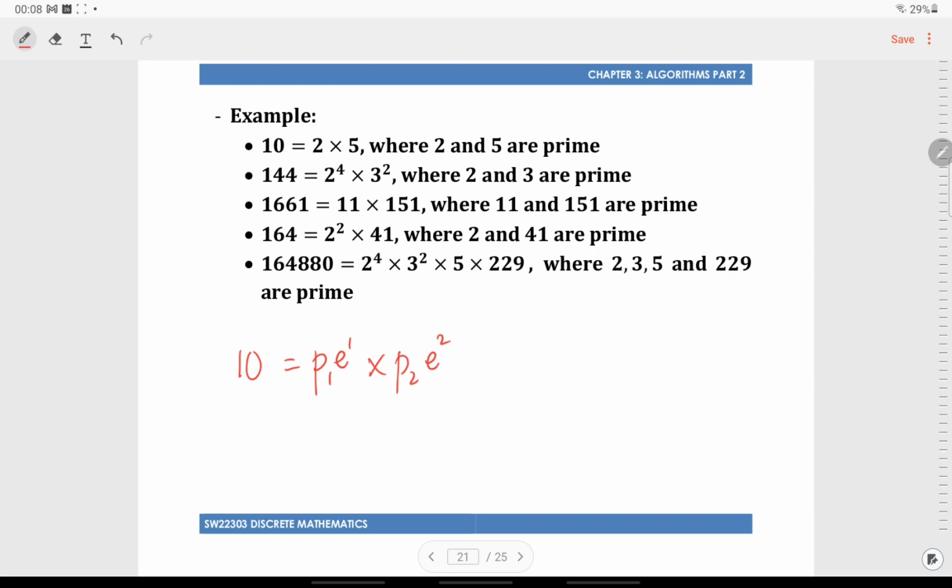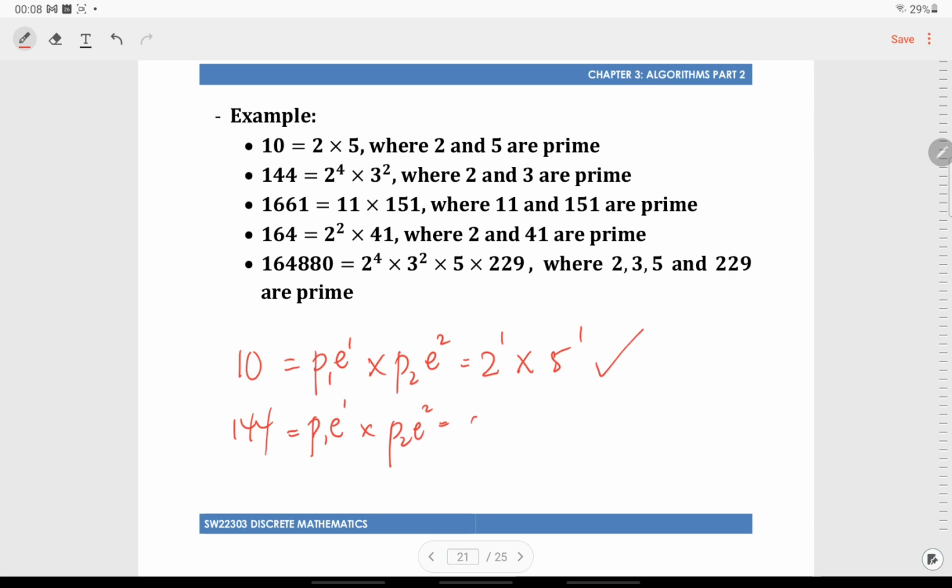The first prime number is equal to 2 and the exponent value is equal to 1. Multiply by the second prime number, which is 5, and again the exponent is equal to 1. So these are the prime factors of 10. In general, the first prime to the power E1 multiplied by the second prime to the power E2.